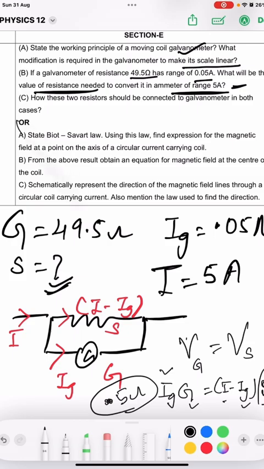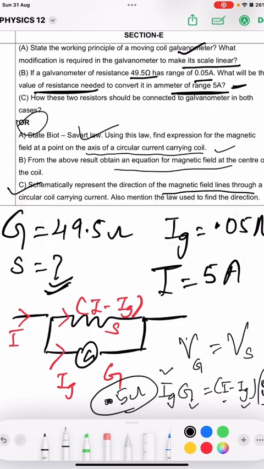Question number next, a long answer question. By Biot-Savart law, you have to find out the magnetic field on the axis, B axial, and then at the center, second part. And then you have to draw the field lines through a circular coil. That you can do. And the law used to find direction, that is right hand thumb rule, you have to explain.